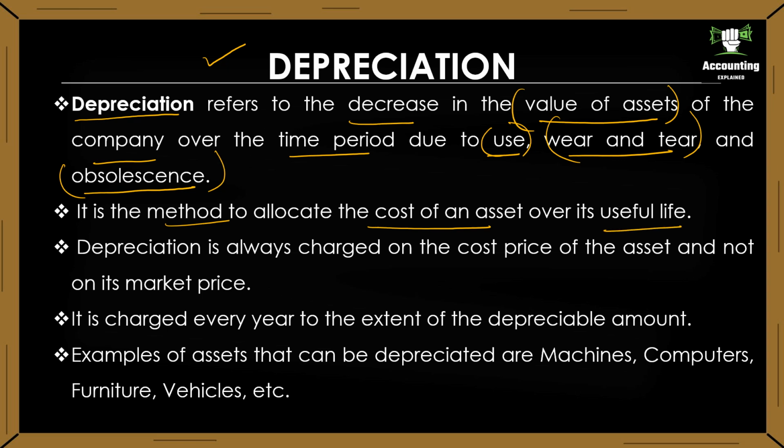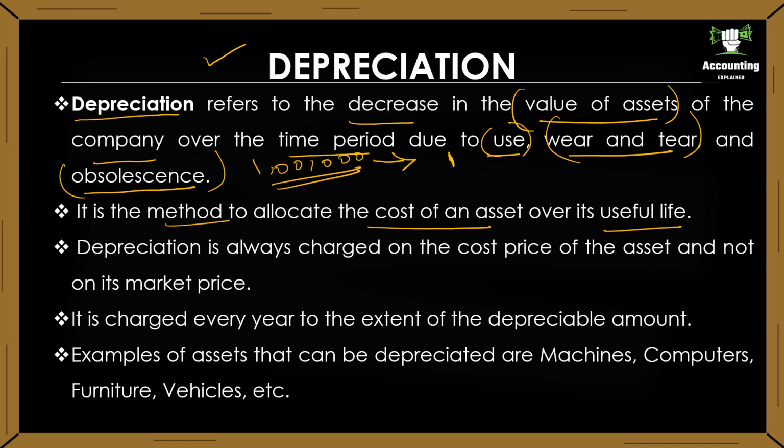Suppose the cost of an asset, that is machinery for example, is 1 lakh. You bought the machinery for 1 lakh. You are not going to take directly this 1 lakh for the first year. Okay, if you take the 1 lakh directly to the first year, being a fixed asset, then it is not correct. You are going to take it over a period of time.